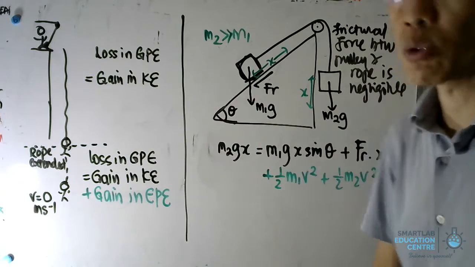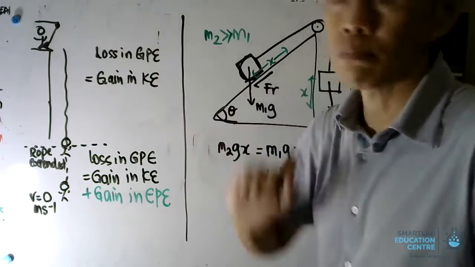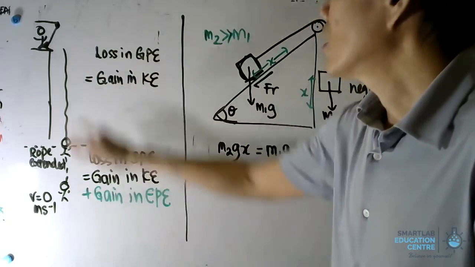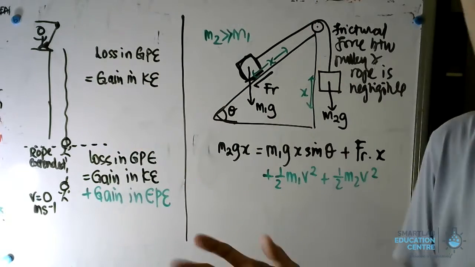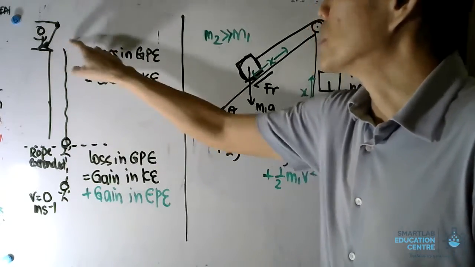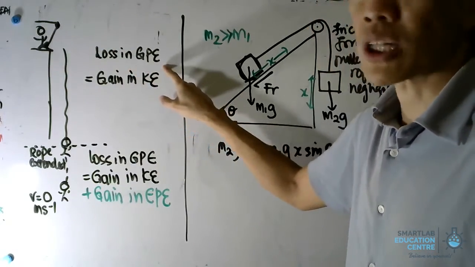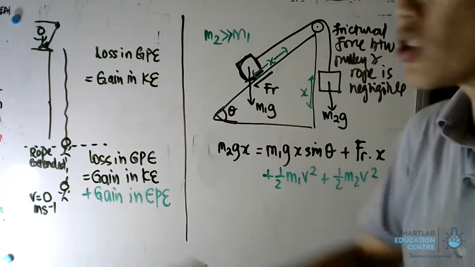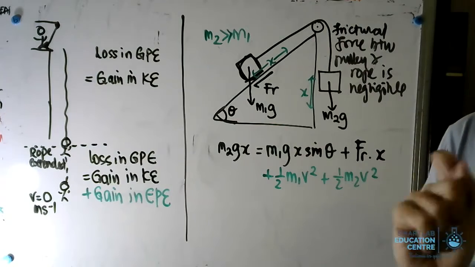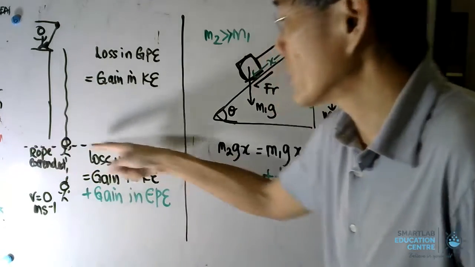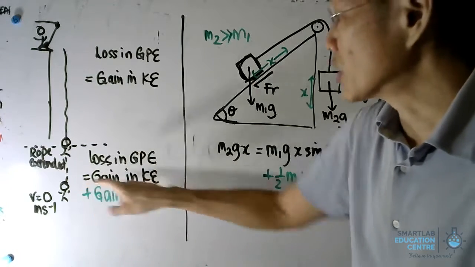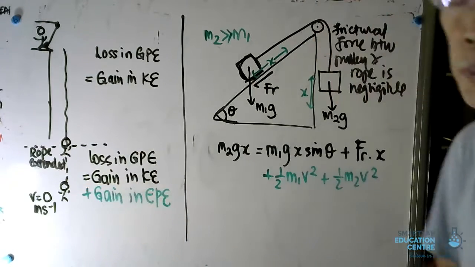In the final example, we have somebody secured to a bungee cord, and then he's leaping off. There are 2 phases in terms of the energy translation. In the first phase, the man will be losing gravitational potential energy while gaining kinetic energy. This occurs when the rope is not being stretched or extended. The very moment when the rope is being stretched or extended, the loss in GPE will be equal to the gain in KE plus the gain in EPE.